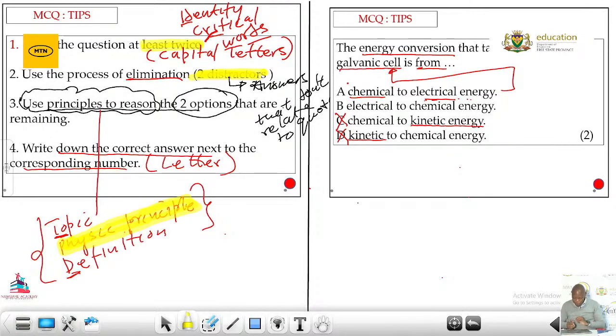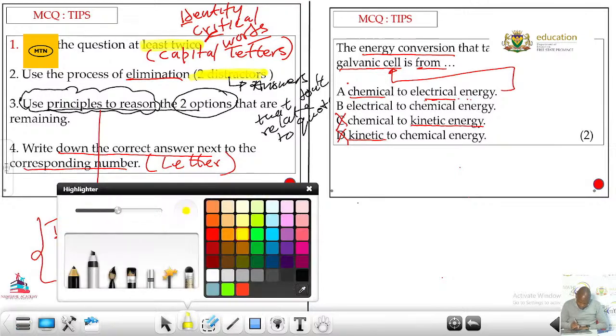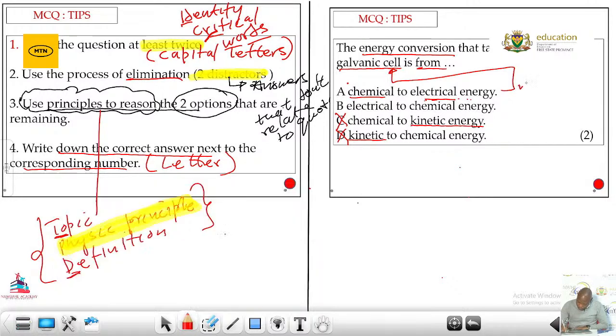The physics principle allows us to eliminate the other option, which immediately gives us the correct answer. So this becomes easy because we decided to eliminate two distractors, and immediately thereafter apply the physics principle of exactly what a galvanic cell is. Then we are able to eliminate the one that is incorrect, and this brings us closer to getting the correct answer right.